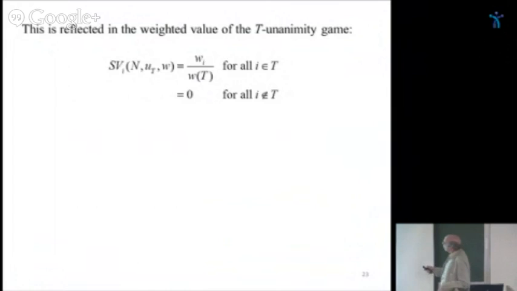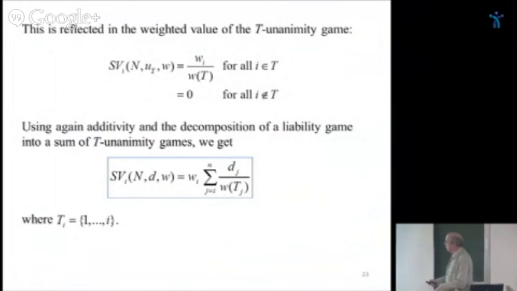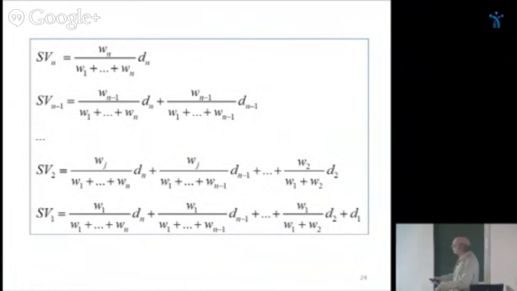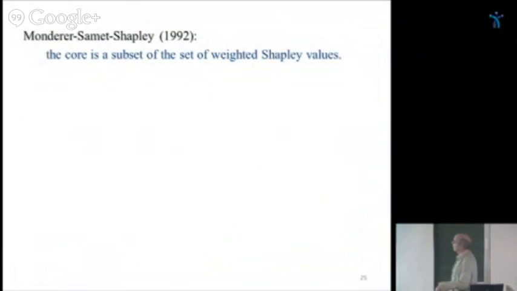If I look at the weighted Shapley value of T unanimity games, this is what we obtain. Using additivity and the decomposition, the Shapley value with weight W for liability games is, of course, very similar to its symmetric part. So what you get is that each time you weight the additional damage by the relative probabilities that are there.